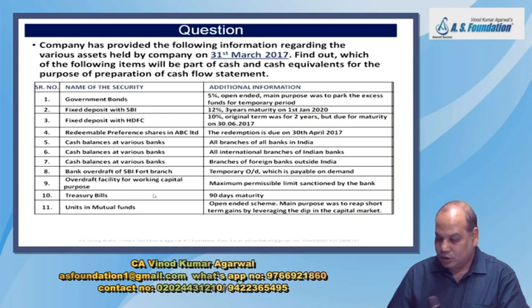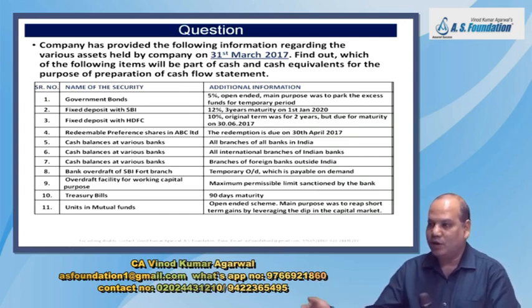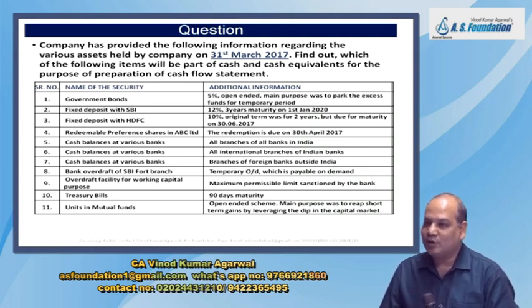Okay, come to point number 10, treasury bill, which means government security. Here they have mentioned 90 days maturity. So its maturity itself is 90 days. Whenever you buy, its maturity will be 90 or less than 90 days. Include in cash equivalent.